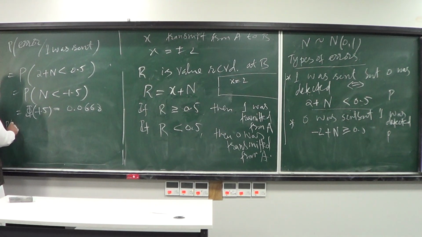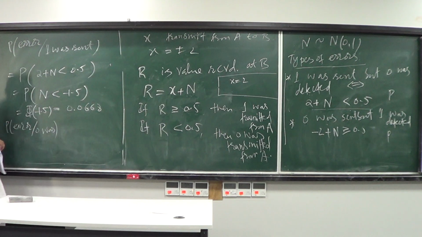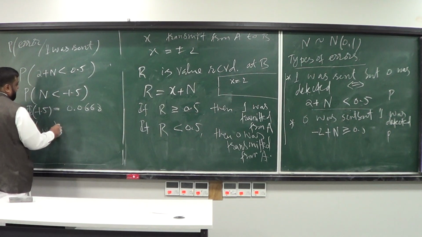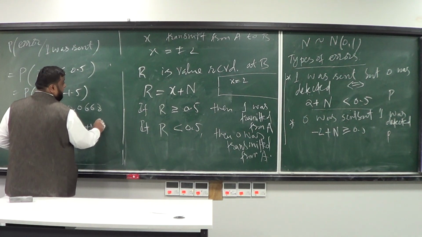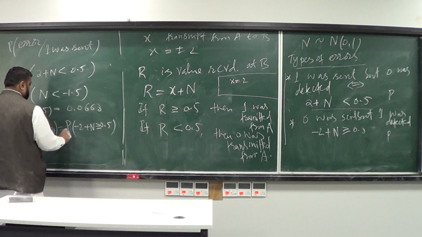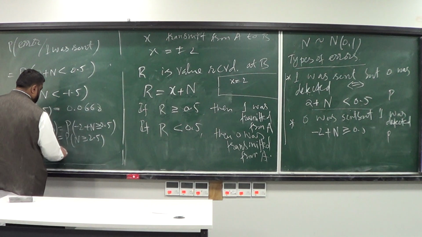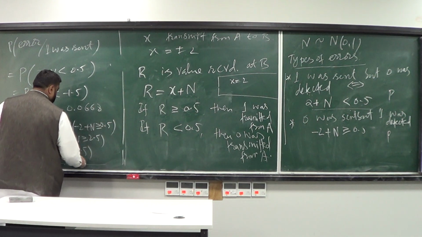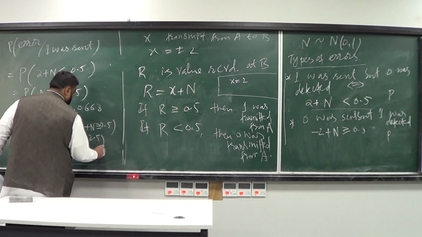So let's compute the other case. What is the probability of error if 0 was sent from A and 1 was detected actually? Okay, what is the probability of that error happening? This will happen if minus 2 plus n is bigger than or equal to 0.5, and this would be the same as the probability of n bigger than or equal to 2.5, and this would be the same as phi of 2.5.